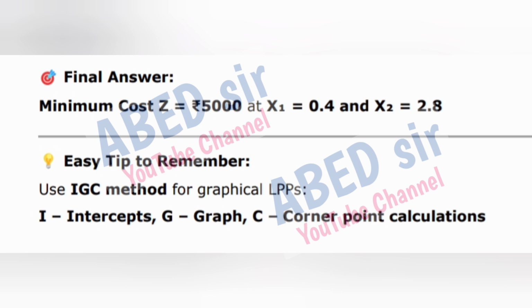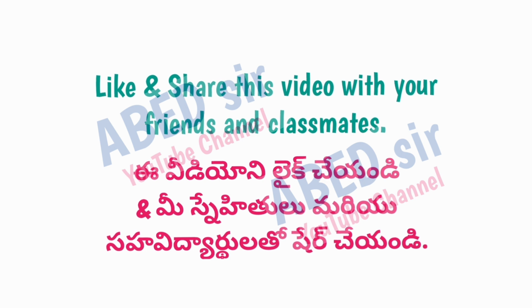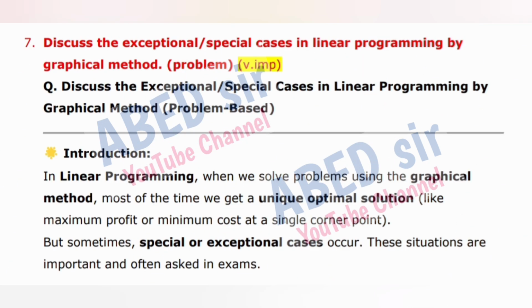Easy tip to remember: use the IGC method for graphical LPPs. I for intercepts, G for graph, C for corner point calculations. Next important long question is question 7. Discuss the exceptional special cases in linear programming by graphical method, problem-based.